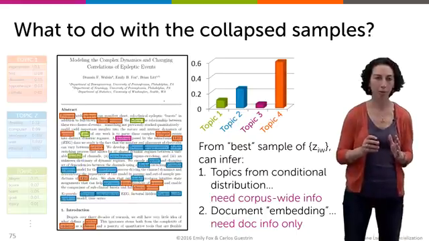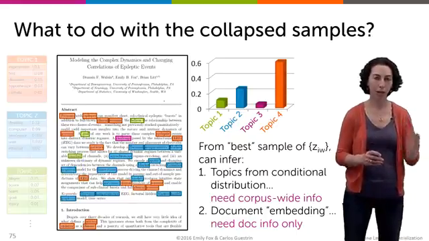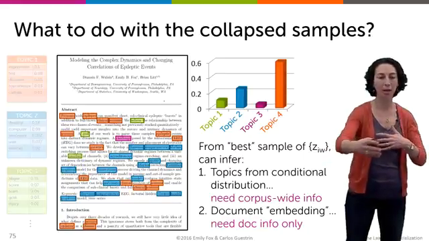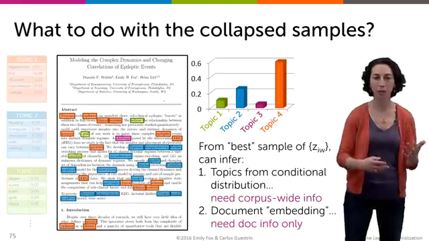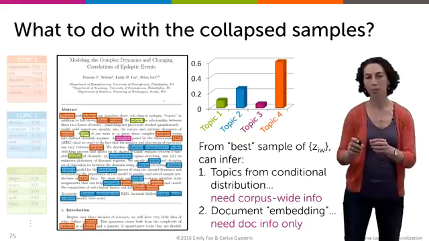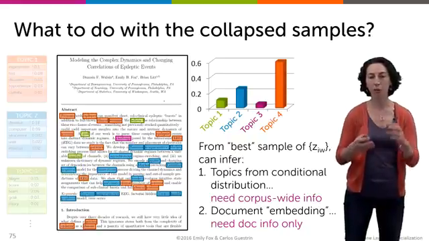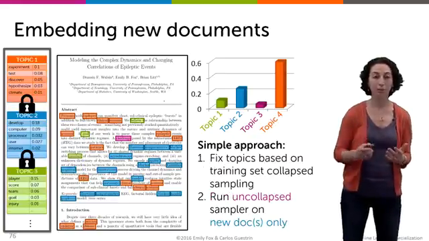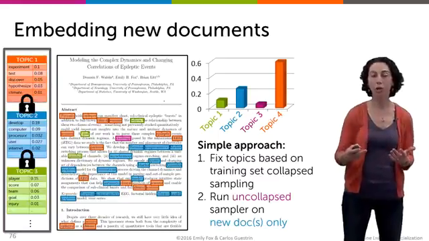So just to reiterate, when we look at the topic vocabulary distributions, these are corpus-wide things. We have to look at the assignments we made throughout the entire corpus to infer these. But when we're looking at our document-specific topic proportions, we just need to look at the assignments made within that specific document. Then finally, you can think of embedding new documents.